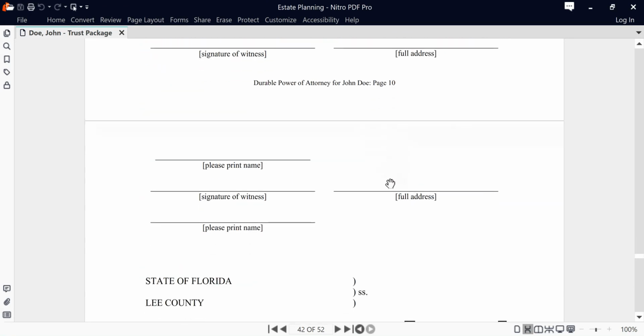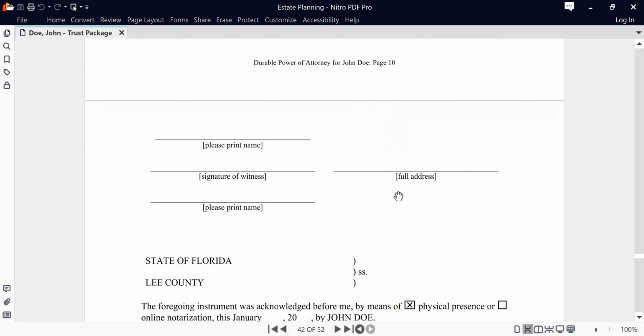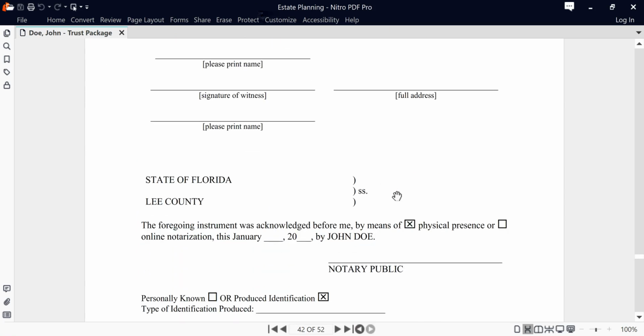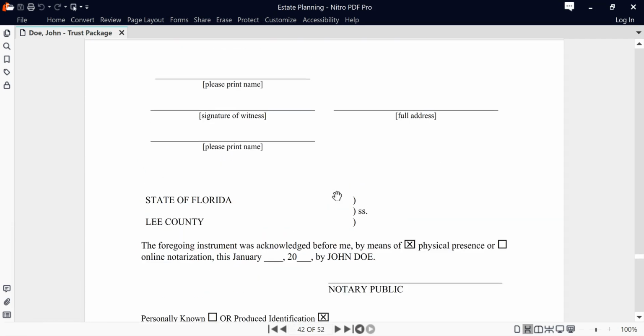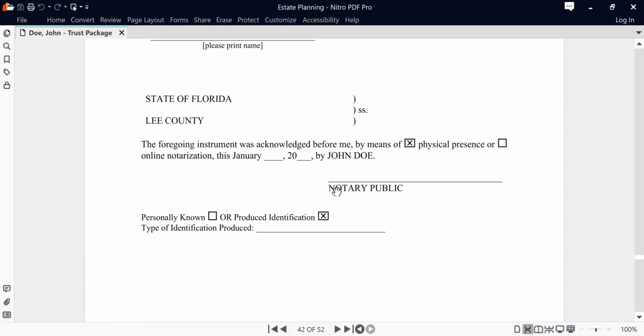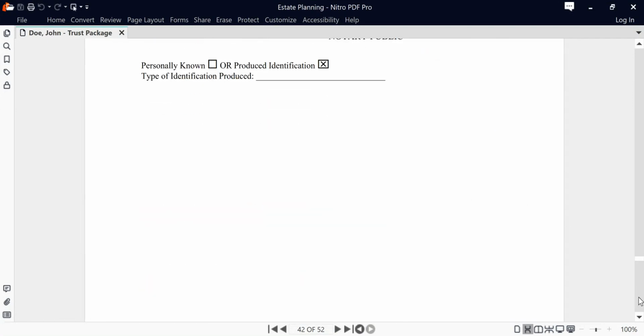But the notary, again, can be one of the witnesses in this circumstance because they're just notarizing the signature of the principal here, not of the witnesses, so not of themselves. So that will have a valid execution.